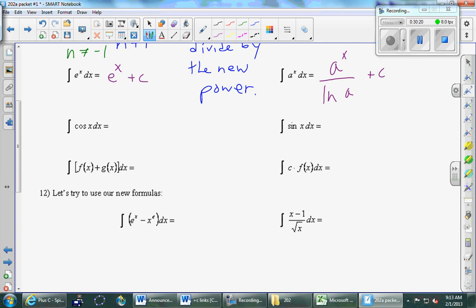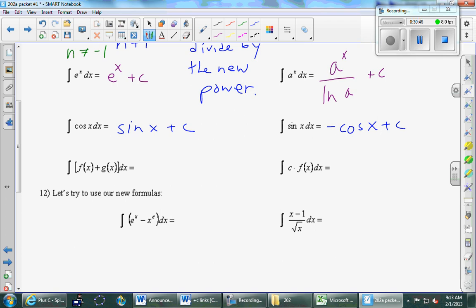Okay, cosine of x, where did it come from? Sine of x. Okay, sine of x, where did it come from? It came from negative cosine.